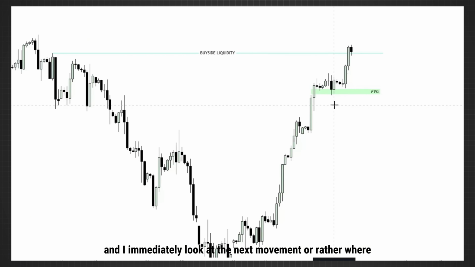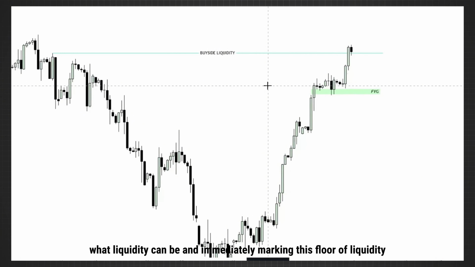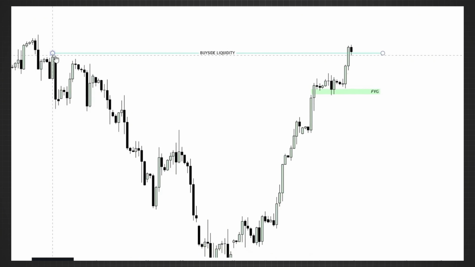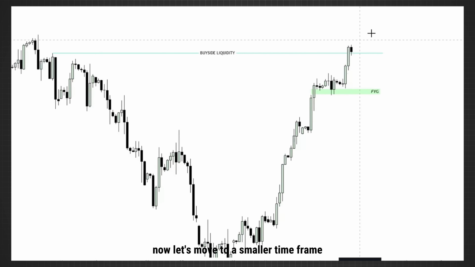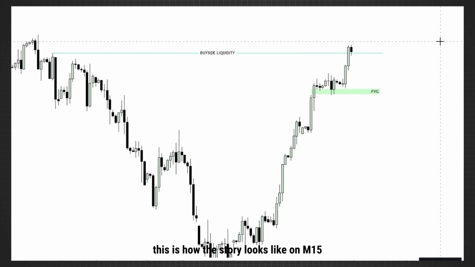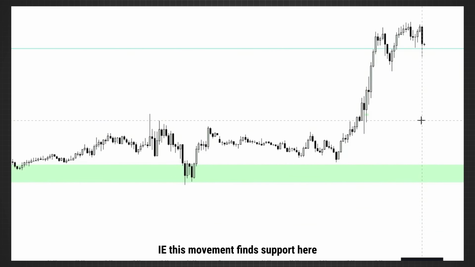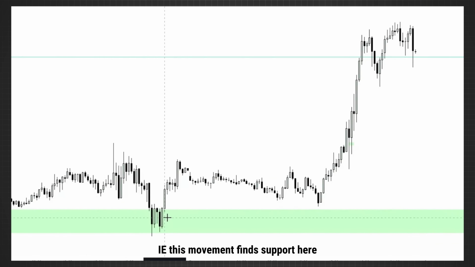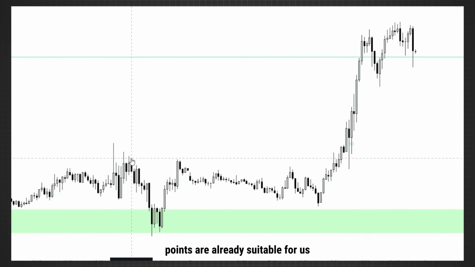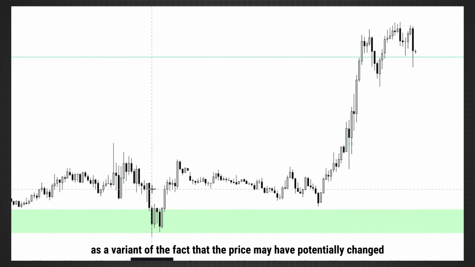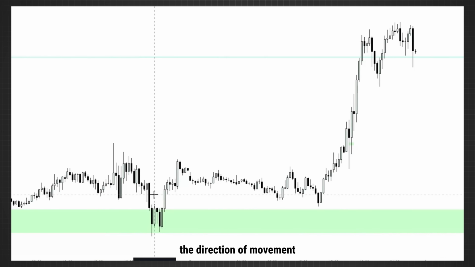And I immediately look at the next movement, or rather what liquidity can be, and immediately mark this floor of liquidity. This is basically how this movement happened. Now let's move to a smaller time frame. This is how this story looks on M15, i.e., this movement finds support here, starts to grow. Here it breaks through the structure. Here it breaks through the structure. Well, these 2 points are already suitable for us as a variant of the fact that the price may have potentially changed the direction of movement.